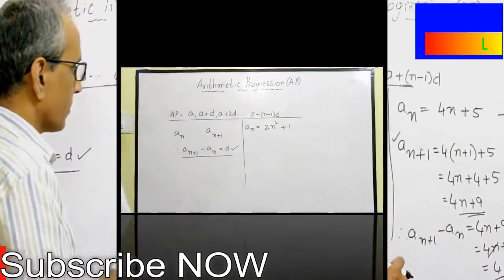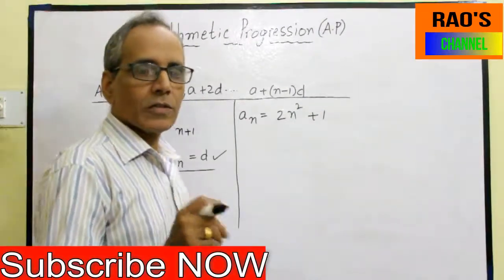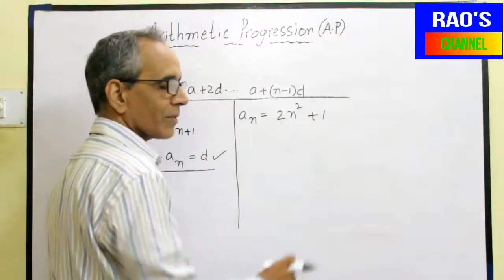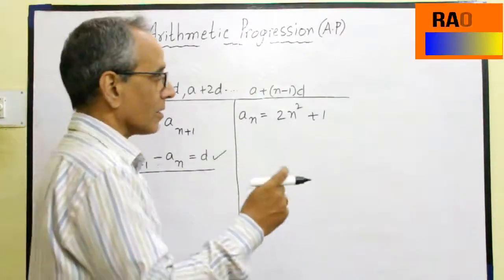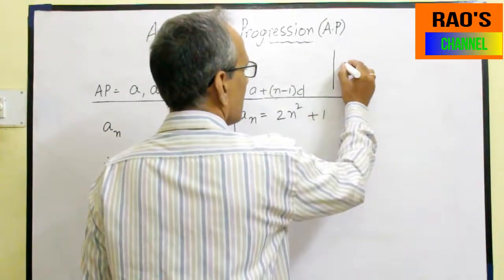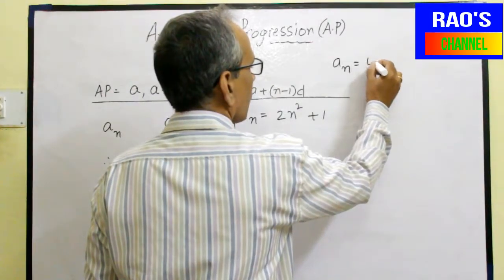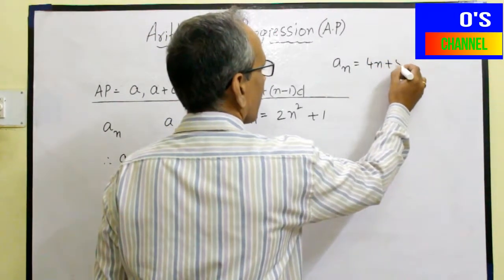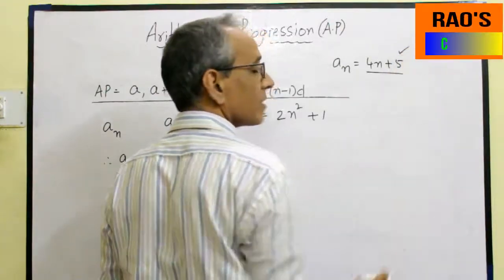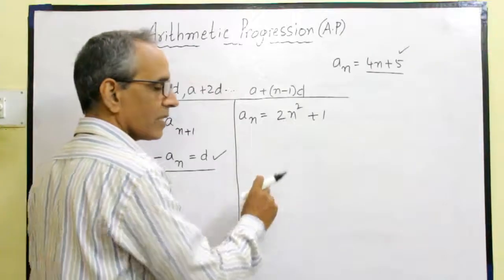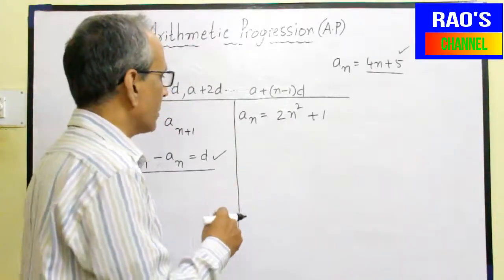One more question. In this question, you are given the nth term is 2n square plus 1. So recall, in the first example, you are given an is equal to 4n plus 5, a linear expression. Here it's not a linear expression. Let's see what we get.